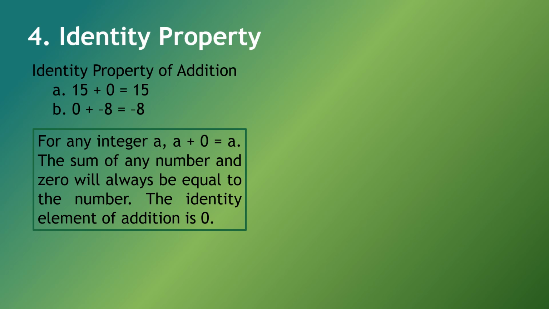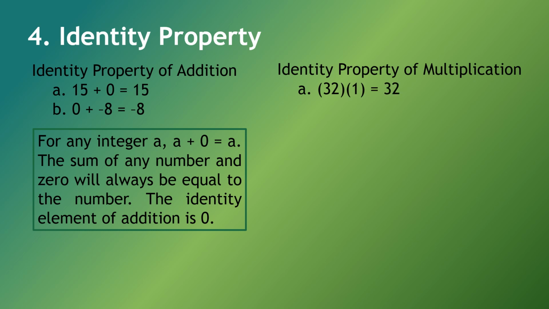So kapag sinabing identity property of addition, lahat ng number na ia-add sa 0, ang sagot ay yung given number. Halimbawa, 100 plus 0 is equal to 100. 20 plus 0 is equal to 20. Next is the identity property of multiplication. 32 times 1 is equal to 32. 1 times negative 15 is equal to negative 15.